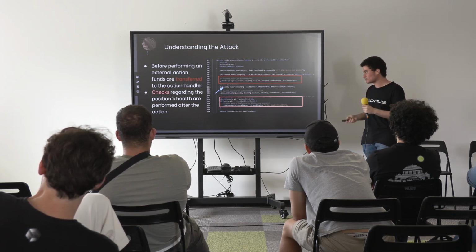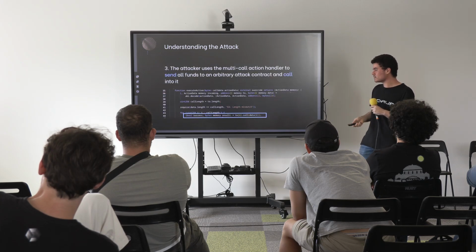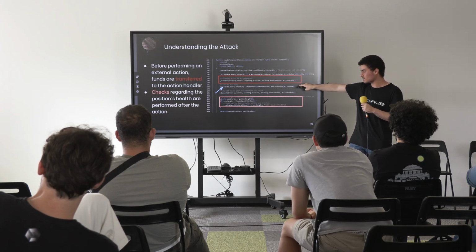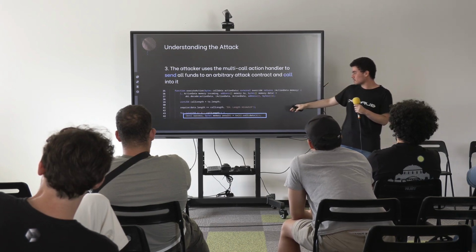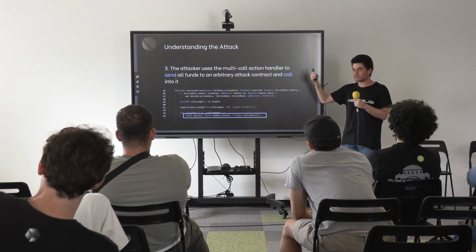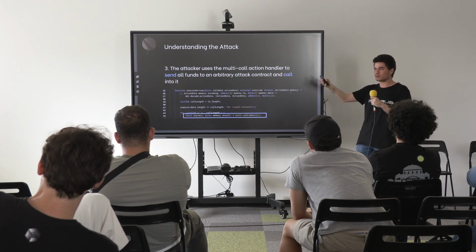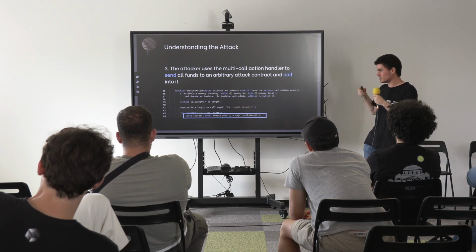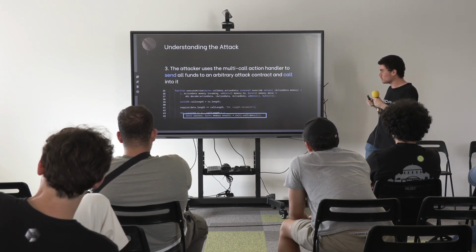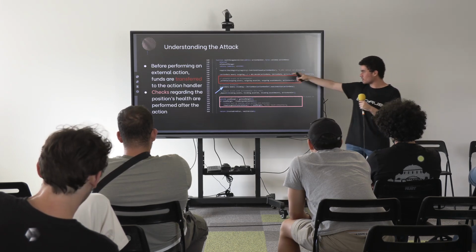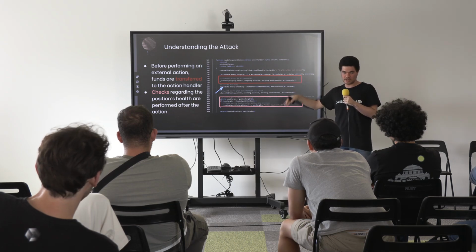So this, even though it is checked that it is allowed from the protocol, can be turned into a reentrant call pretty easily. And what the attacker did is, after transferring all funds to the action handler, it had the action handler transfer all funds into an attack contract and call into it. So at this point, the attack contract could call back on the vault, because if you take note, there are no guards present anywhere.